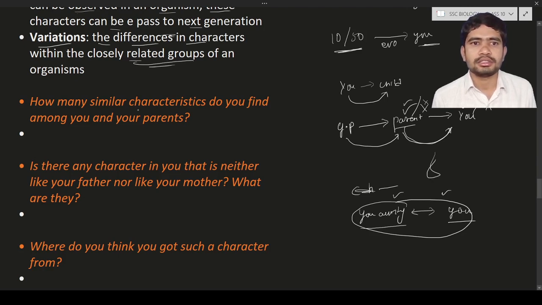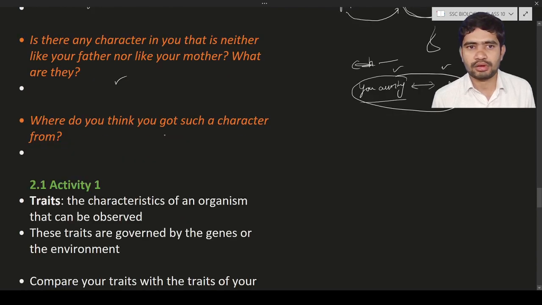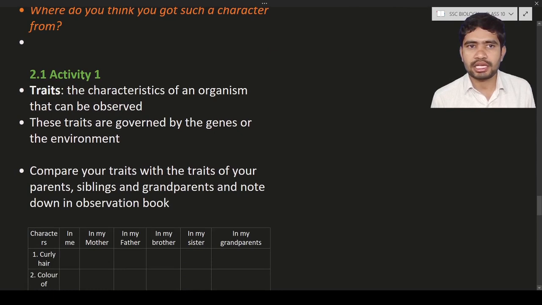And next is questions. These questions are given in the textbook, so you can do it completely. These are very simple. Just by observing your relatives and your family, just answer these questions. They are very much simple and not much important. Okay, so now moving to the next activity, that is activity 1.